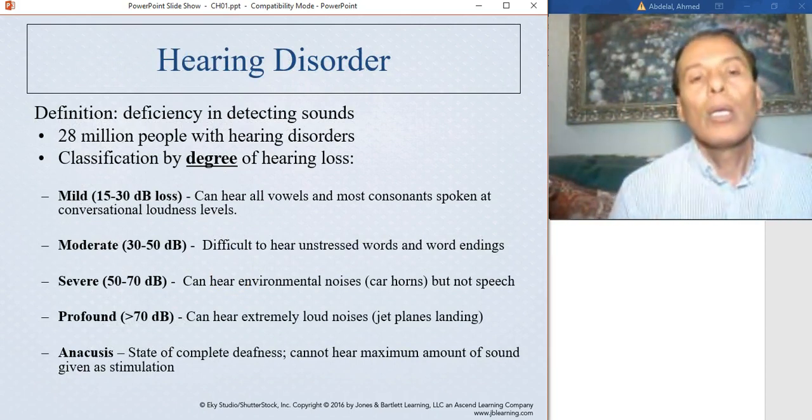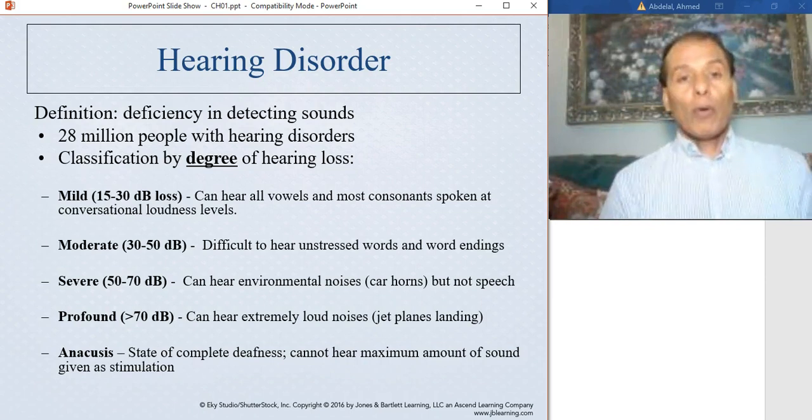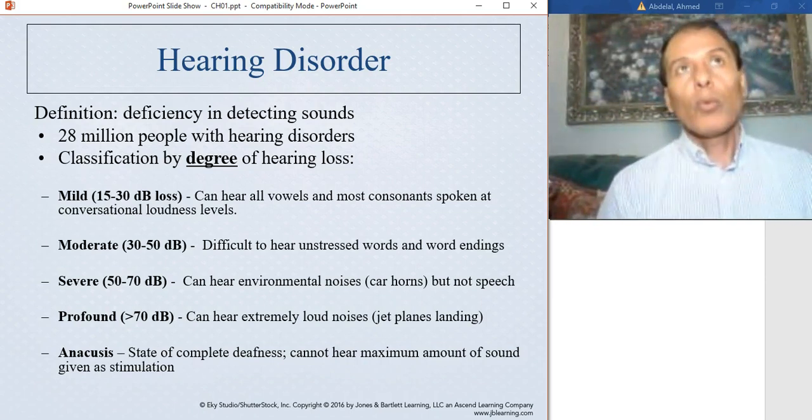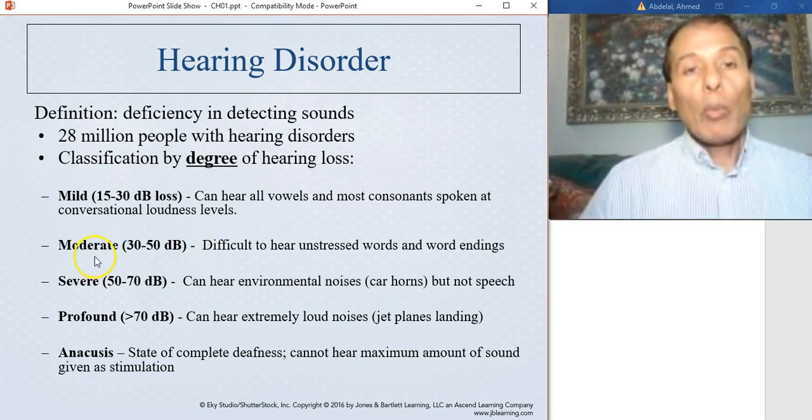Hearing disorders affect hearing, how you can hear sounds. So they affect the acuity of your hearing. There are roughly between 28 million and 30 million Americans now with hearing disorders, and hearing disorders are described based on the level of severity or the degree of hearing disorders. So a hearing disorder can be mild, moderate, severe, or profound.